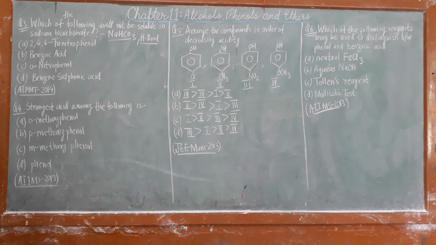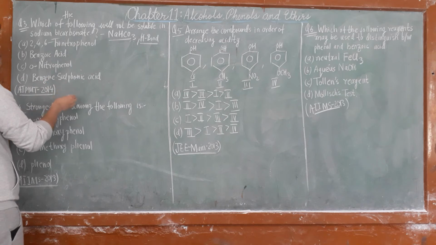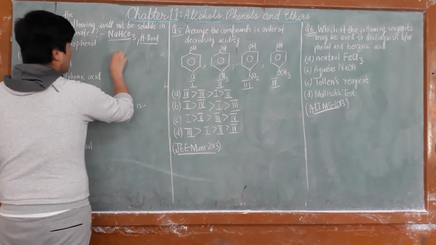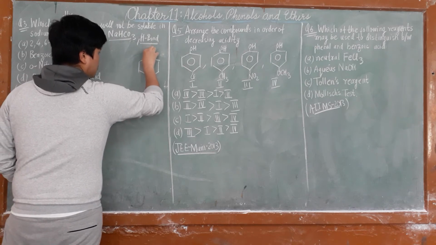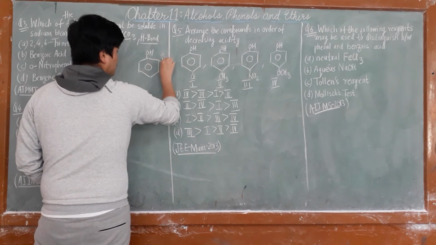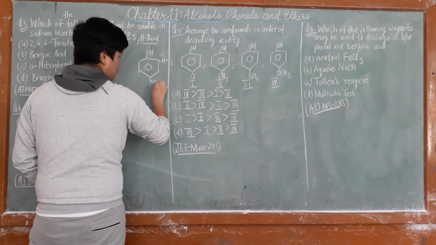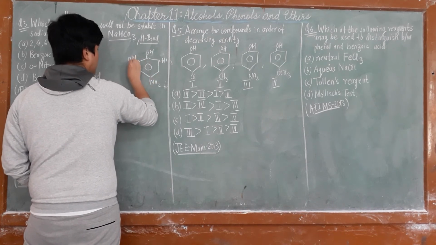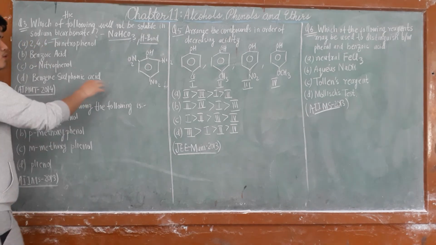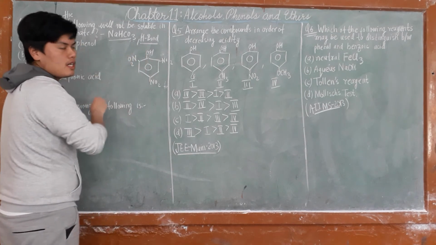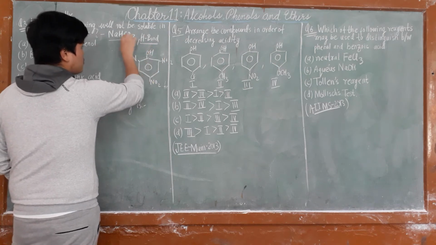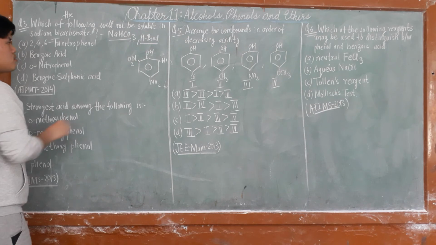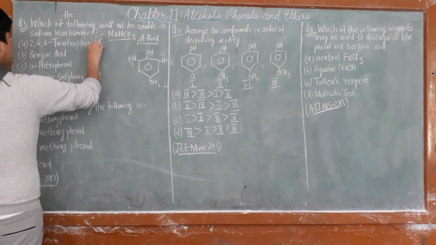Okay, so the 2,4,6 dinitrophenol. 2,4,6 dinitrophenol has the formula with OH, and NO2 at three positions. But this is soluble. The hydrogen is free. Now this free hydrogen will form hydrogen bond with the oxygen. So it is soluble. Okay, so this is not the answer.